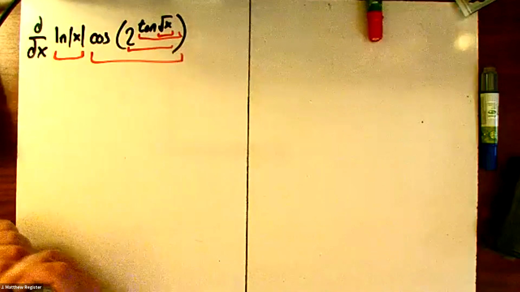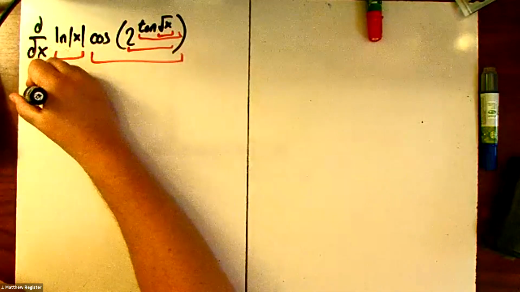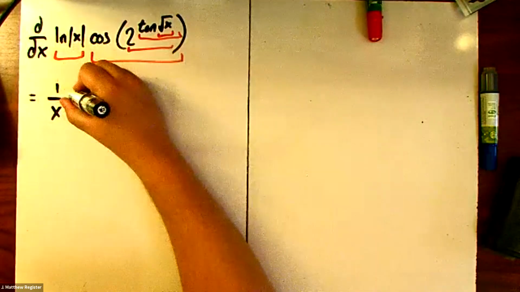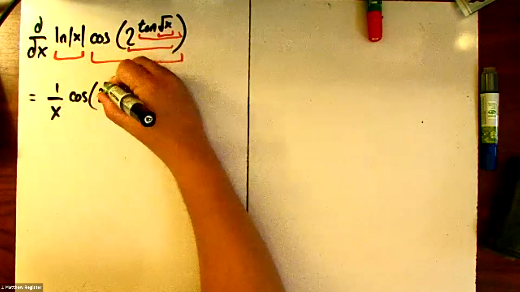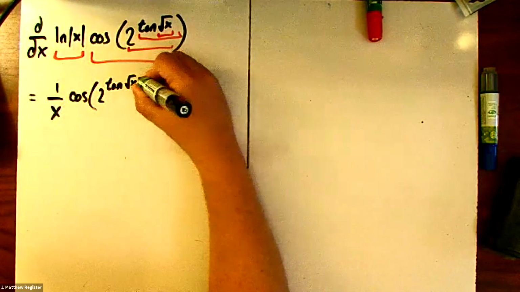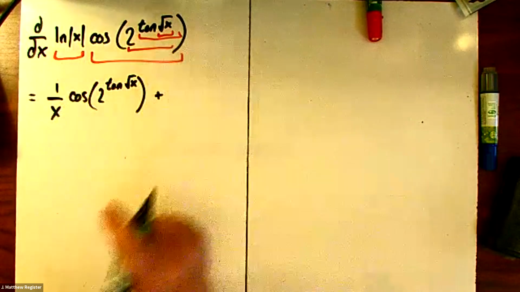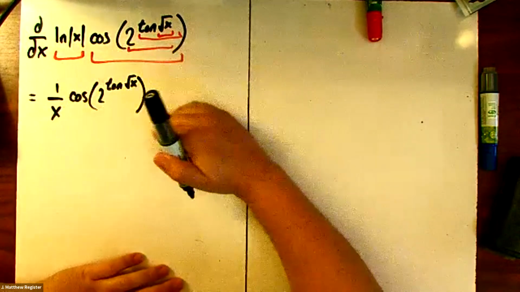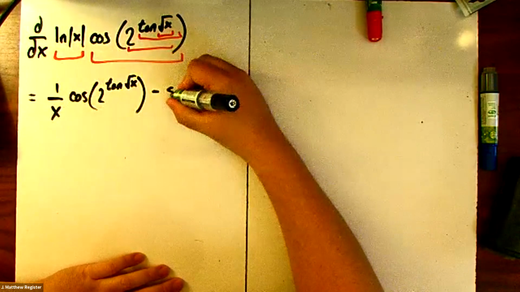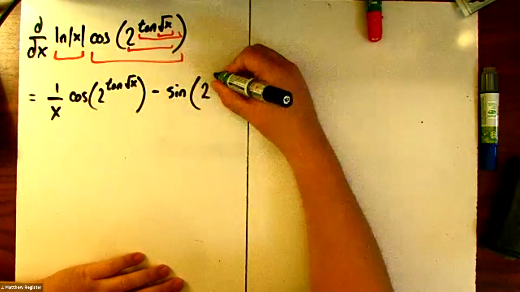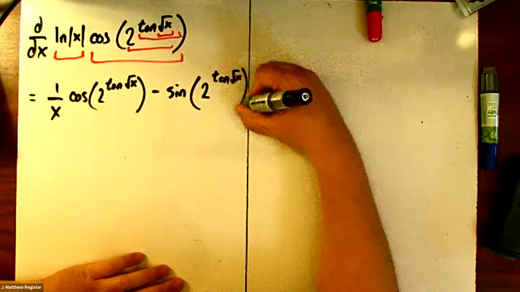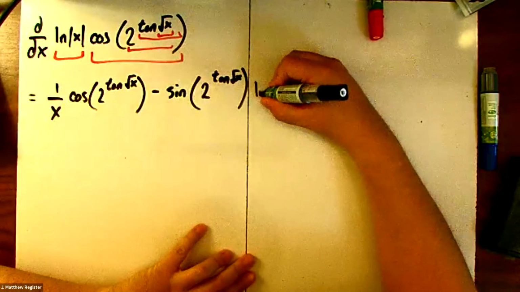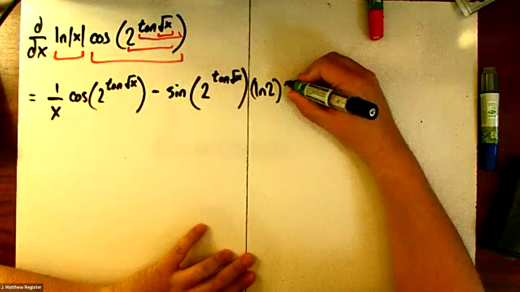We start with the product though. And so the derivative of the natural log function is 1 over x times this one. And so cosine of 2 to the tangent of square root of x plus the derivative of cosine of stuff, which is negative sine of stuff. So we'll change that to a minus sine of stuff. The derivative of 2 to the stuff is going to be equal to the natural log of 2 times 2 to the stuff.